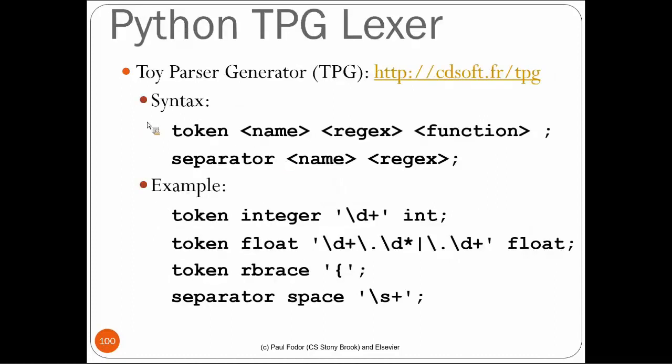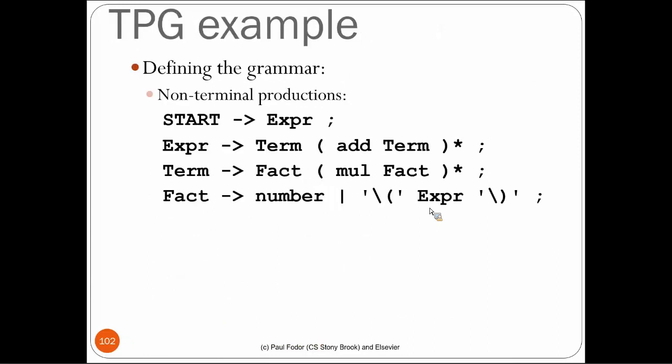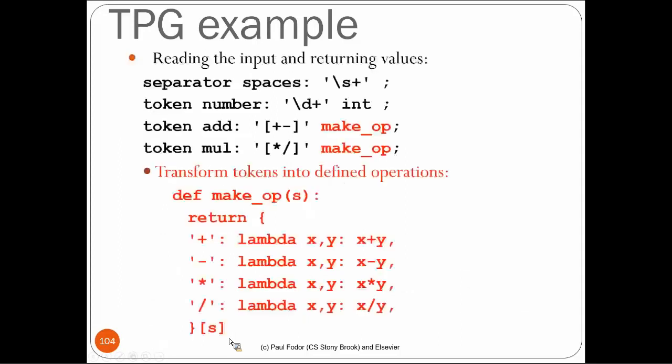The tokens are defined in a very similar way. We define the token and then we write the regular expression and the output of that token. It is a very powerful parser, although it's called the toy parser generator, and it's very easy to write both tokens, the way that we saw before, and the grammar. So this is a grammar for an expression, and if we want to extend it, we can just add those production rules to the definition of the grammar.